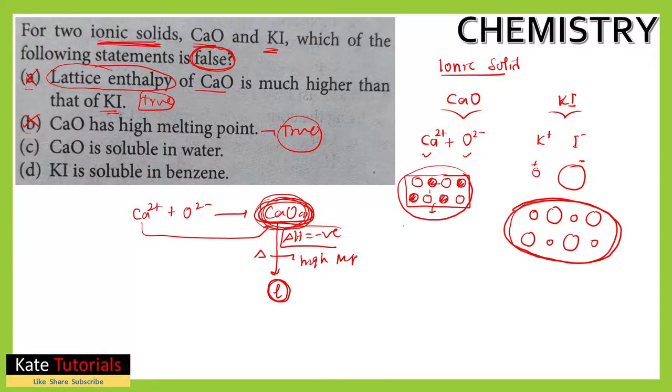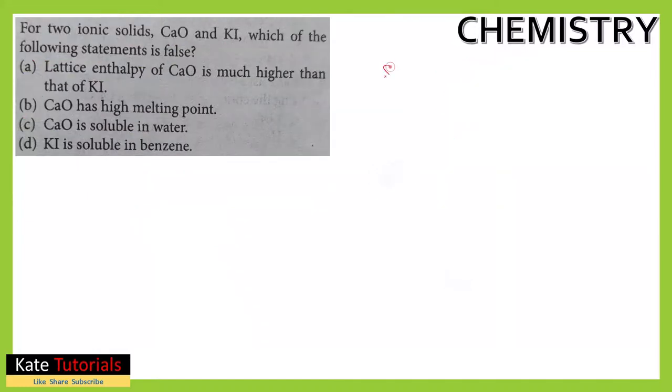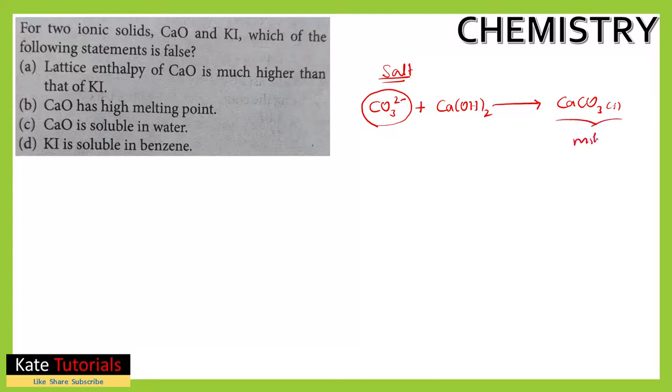Coming to C, calcium oxide is soluble in water. If you have done salt analysis, for carbonate you do the lime water test. If the salt has carbonate, you add lime water, Ca(OH)2. Then the lime water turns milky. It forms CaCO3, which is a solid, so a milky precipitate is obtained. And this lime water is also called slaked lime.